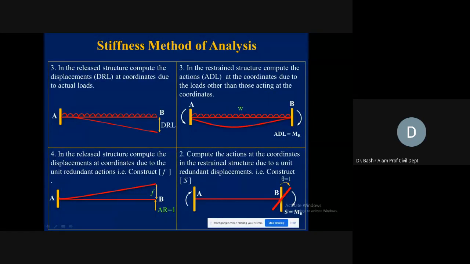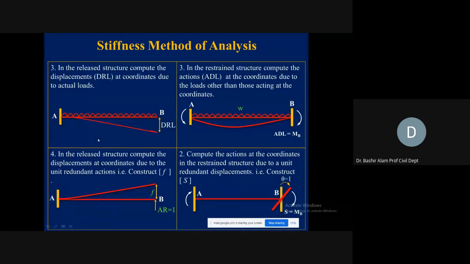In the release structure, compute the displacements at coordinates due to the unit redundant actions, that is construct F. यहाँ पे हम क्या करेंगे, compute the actions at the coordinates in the restraint structure due to a unit redundant displacement and construct the stiffness coefficient matrix.